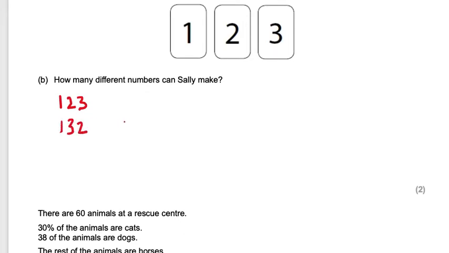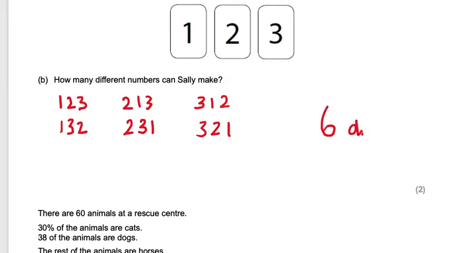You might have another way of doing this. It's absolutely fine. However you do it, make sure you've got all those permutations. I started with 1 before. I'm now going to start with 2, 1 and 3, and we've got 2, 3 and 1. And then I'm going to start with 3, 1 and 2, 3, 2 and 1. And remember to answer the question, how many different numbers can Sally make? Well, she can make 6 different.